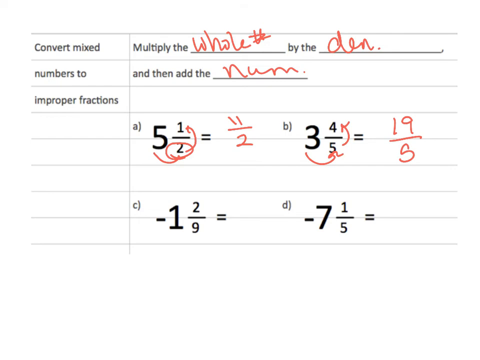Now with negatives, we're going to do the same thing. First thing I want you to do is ignore the negative. So 1 times 9 is 9, plus 2 is 11. Denominator stays the same. Now you can put the negative in front. Ignore the negative. 7 times 5 is 35, plus 1 more is 36 over 5. Now add the negative in front.